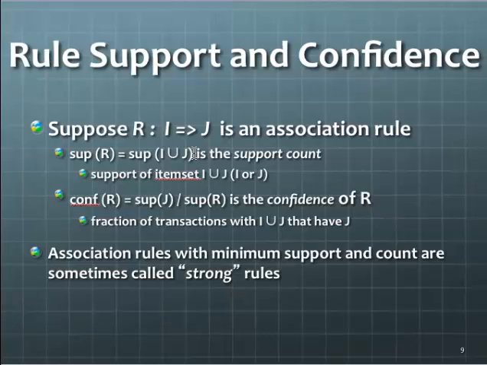Confidence, on the other hand, measures the reliability of the inference made by a rule. For a given rule X to Y, the higher the confidence, the more likely it is for Y to be present in transactions that contain X. So confidence also provides an estimate of the conditional probability of Y given X. Therefore, association rules with minimum support and confidence are sometimes called the strong rules.